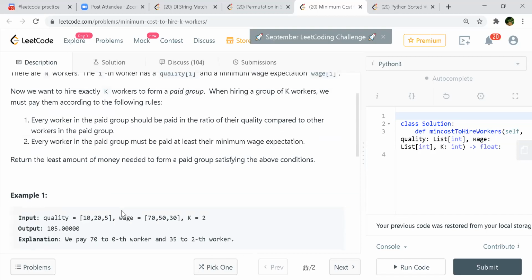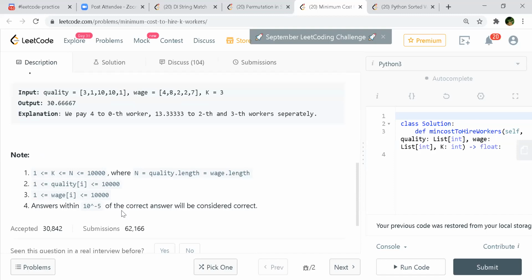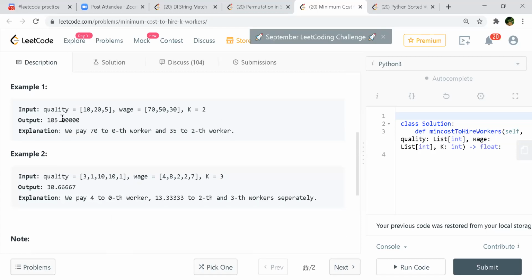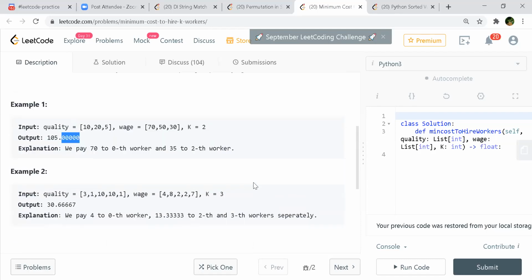Why is that 10 raised to minus 5? It says answers within 10 raised to minus 5 of the correct answer will be considered correct. That is the precision, I think, because the final value would be a float or double value. So it is how many digits after the decimal you want, right? Like this one, there are 5 digits. But we are not supposed to actually do anything with those digits, right? We just return whatever we get. Yeah, that's fine.